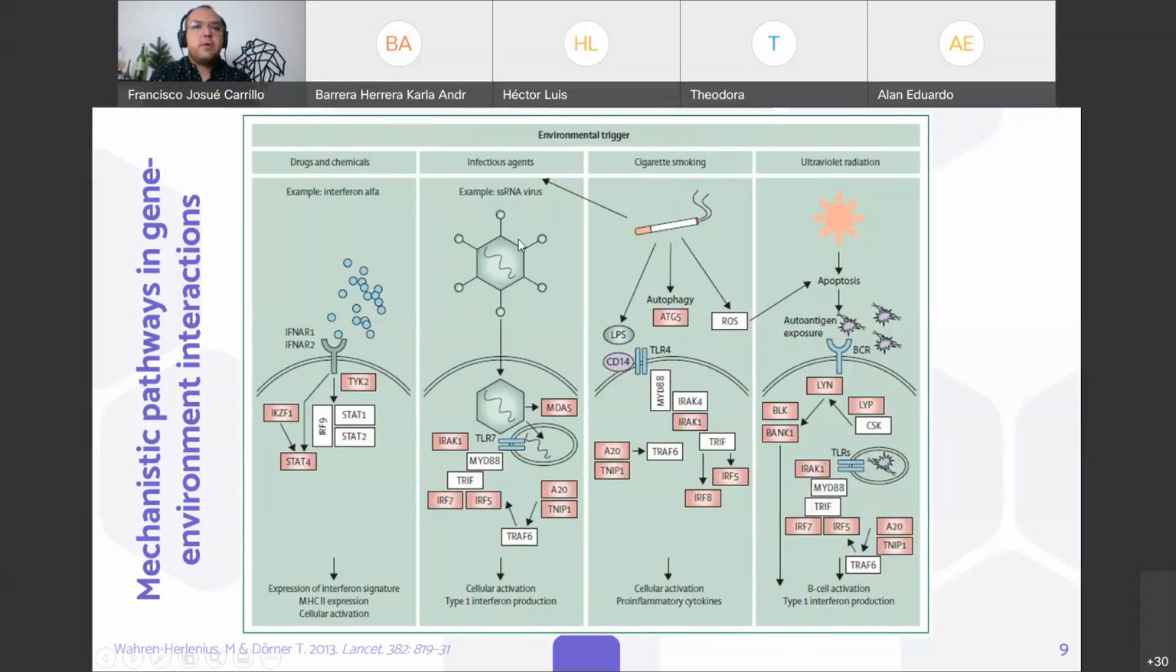For example, there is the impact of some drugs and chemical substances that may trigger mainly the innate immune responses, for example the interferon pathways, and they contribute to the expression of cytokines, the interferons, especially the type 1 interferons, which is a very classic signature in most of these autoimmune diseases.